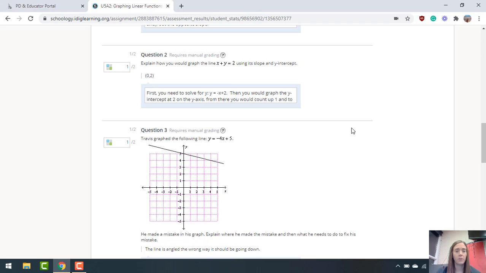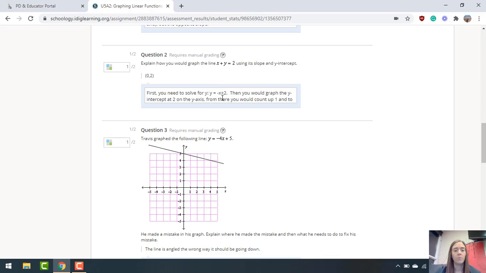Okay, second question says, how would you explain how you would graph the line x plus y equals 2? Okay, so first on this one, you have to get this y by itself. So right now it has this x by it. We need to get rid of that x. So the way you do that is just like solving any other formula. You just have to move the x over and you have to do the opposite. So to do that, that means we would subtract the x over to the other side. Which is what I have down there.